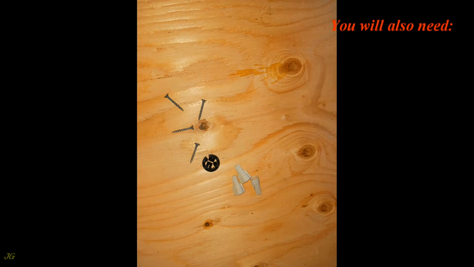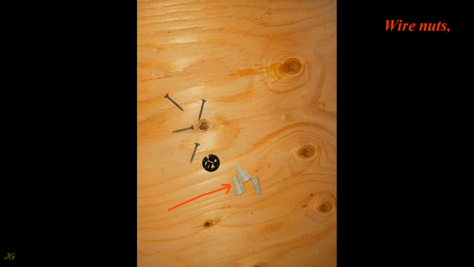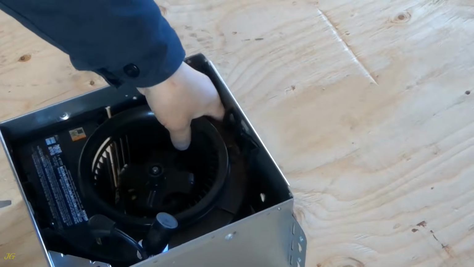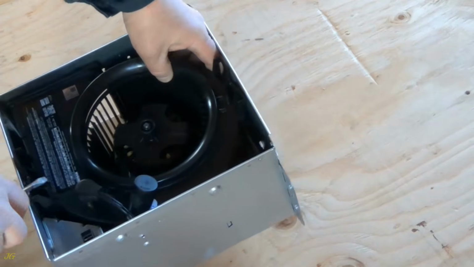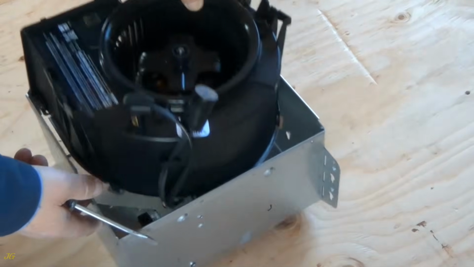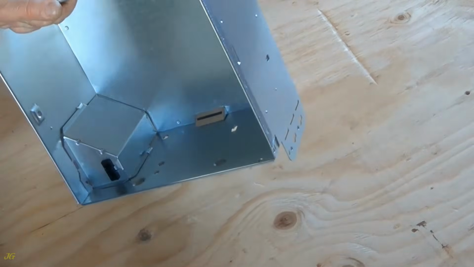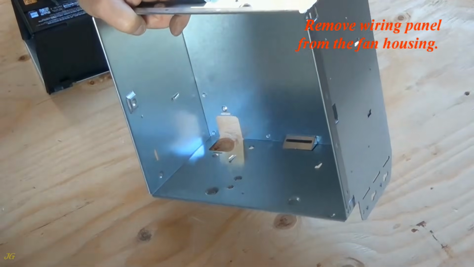You will also need button-type cable connector or other approved type, wire nuts, mounting screws. Remove the blower from the fan housing. Remove wiring panel from the fan housing.